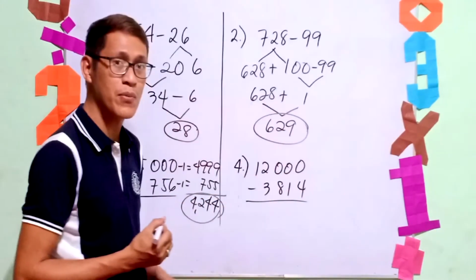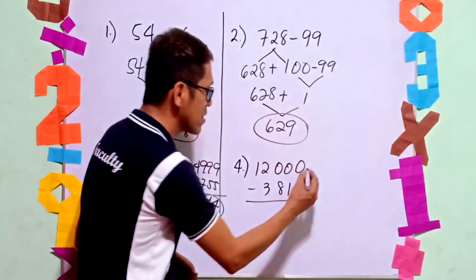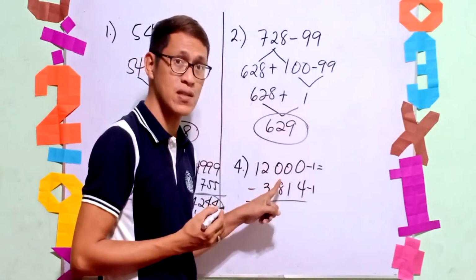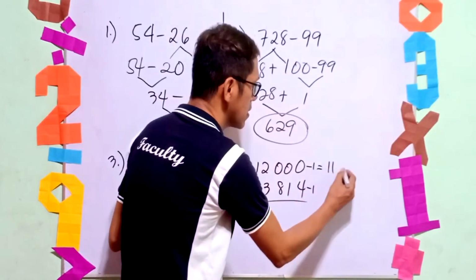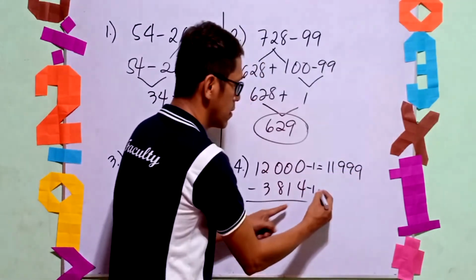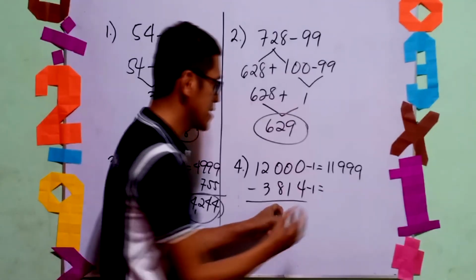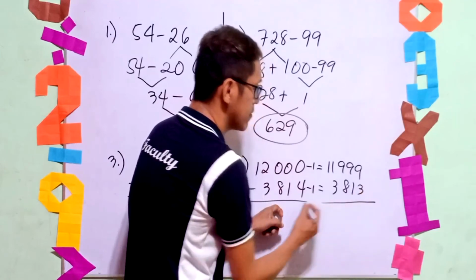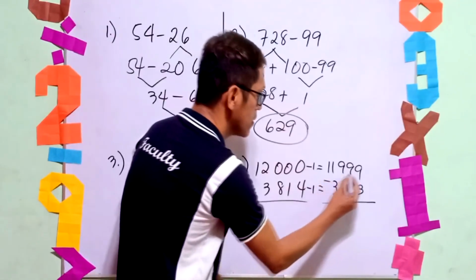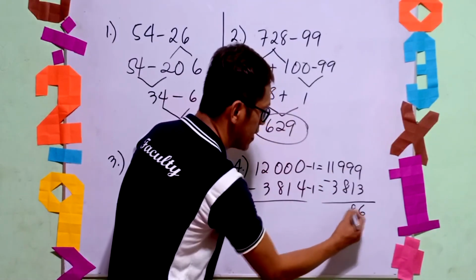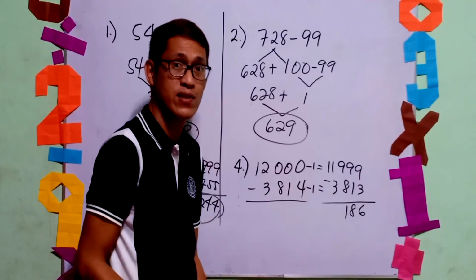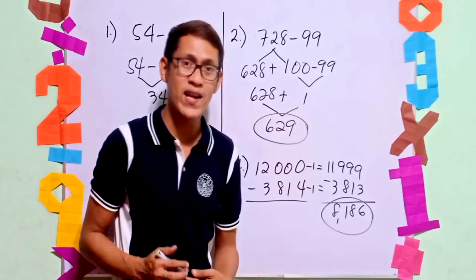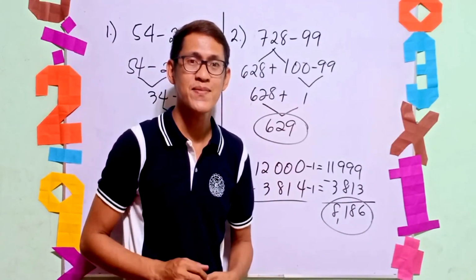Let's have the last one. Again, the first number ends in 0. So subtract 1 from each number. So if I subtract 1 here, this will give me 11,999. What about this one? Yes, 3,813. Then subtract now. This is 6, 8, 1. This is 11 minus 3. That's 8. So our answer is 8,186.